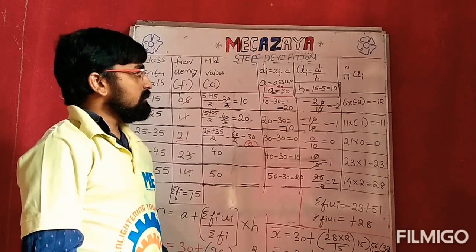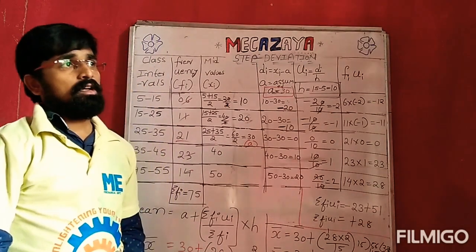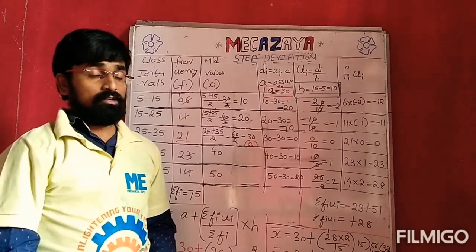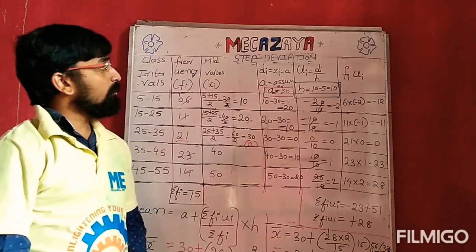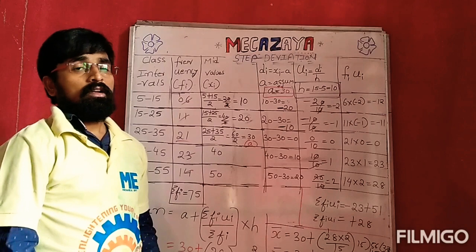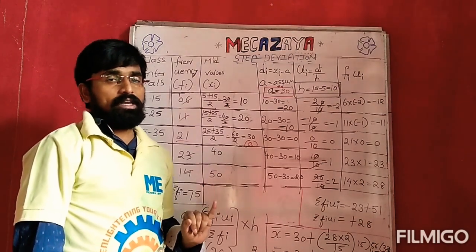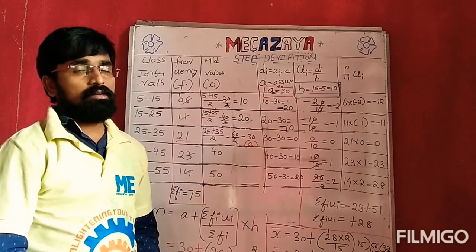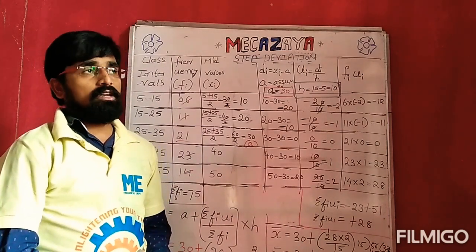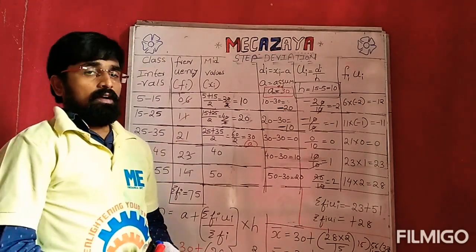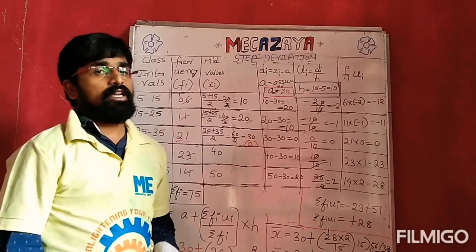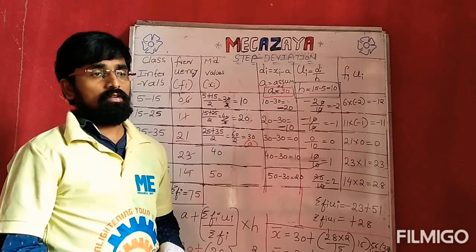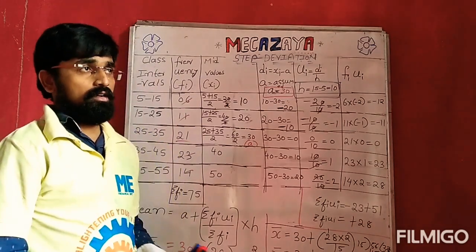And also, this is part 2. In part 1 we uploaded ungrouped data: what is mean, median, mode of grouped data and ungrouped data. Here it is the mean of grouped data: first the direct method, next the assumed method, and third the step deviation method. In part 3 we are going to upload what is mode, what is median, and the missing frequency of median and mode. So 4 topics in there.